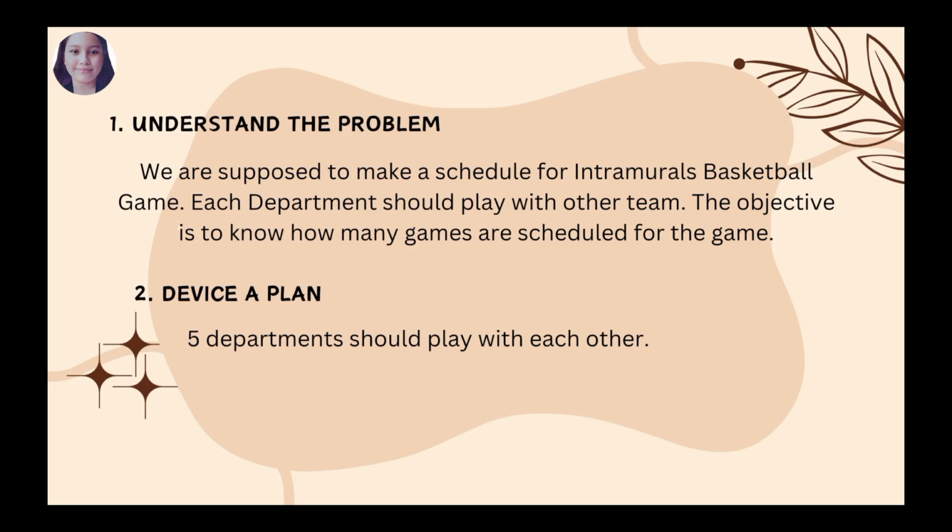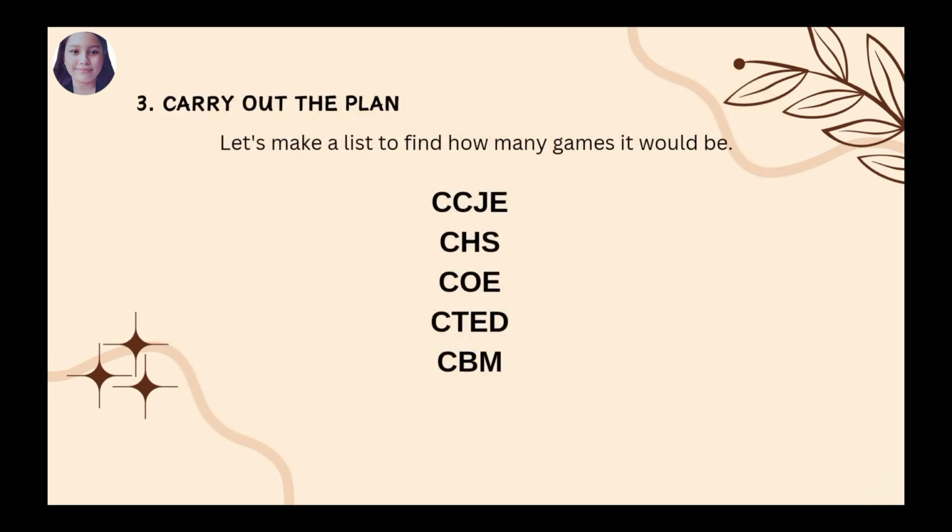Here also, we apply the Polya solving strategy. First, understand the problem. We are supposed to make a schedule for an intramurals basketball game. Each department should play with the other teams. The objective is to know how many games are scheduled. Second, devise a plan. Five departments should play with each other.